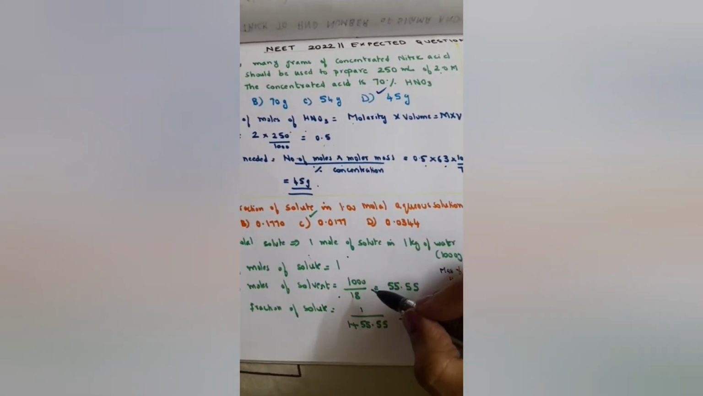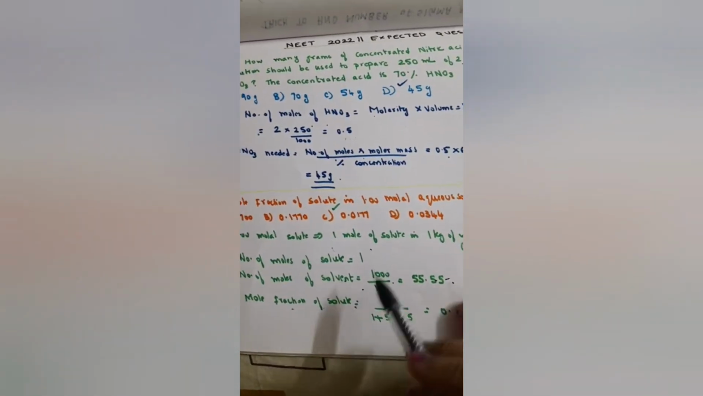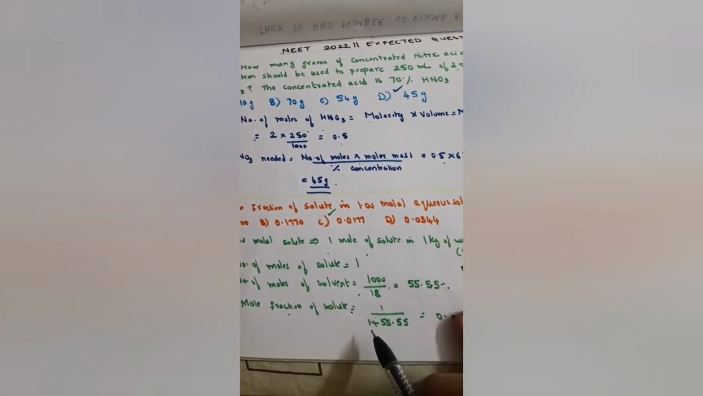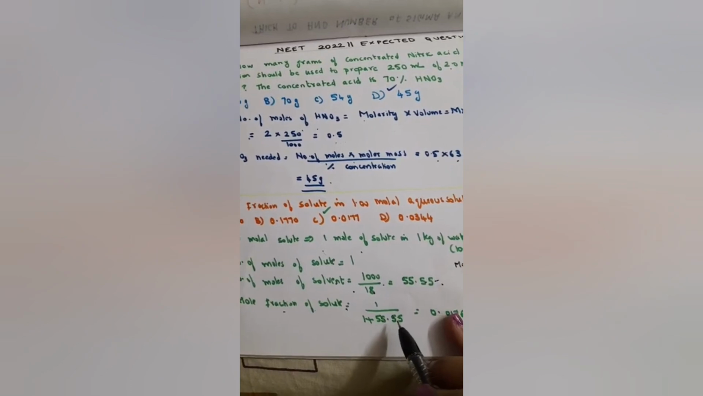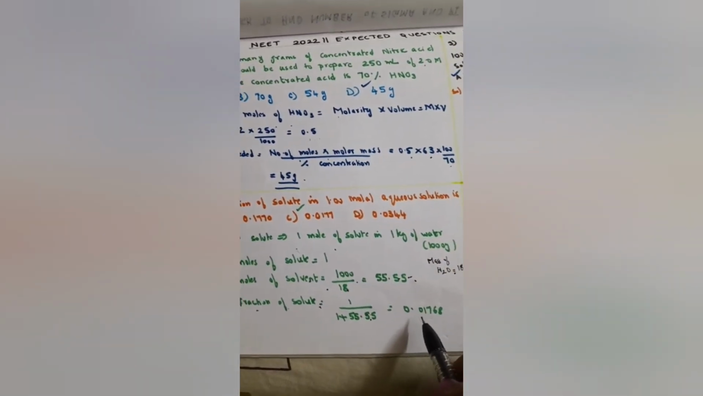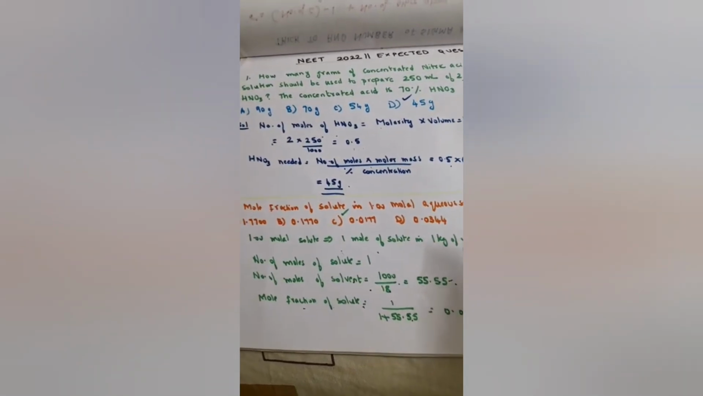What is the number of moles of solvent? 1000 divided by the molecular weight of water, which is 18. So 1000 divided by 18 is 55.55. The mass of water, H2O, is 16 plus 2, 18. How will you calculate the mole fraction of the solute? That is number of moles of solute divided by number of moles of solute plus solvent. So 1 divided by 1 plus 55.55, when you calculate it you get 0.01768. So you can choose the third option, 0.0177, that is the nearest value coming.